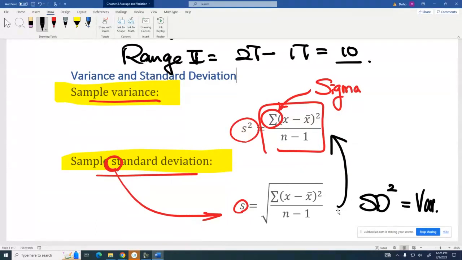Don't be afraid of the mathematical notation. I split it into six steps. Take the mean, differences, square, sum, divided by n minus 1, and finally, take the square root for the standard deviation. Any question?